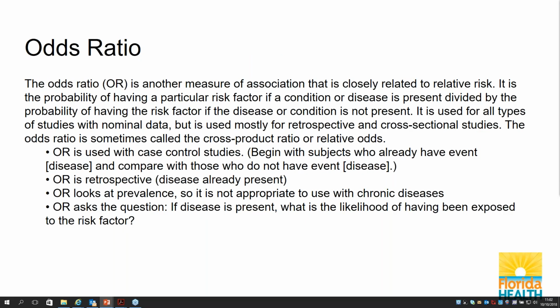Now, with odds ratios, this is another measure of association that's closely related to the relative risk. It's the probability of having a particular risk factor if a condition or disease is present, divided by the probability of having the risk factor if the disease or condition is not present. It is used for all types of studies with nominal data, but is used most for retrospective and cross-sectional studies.